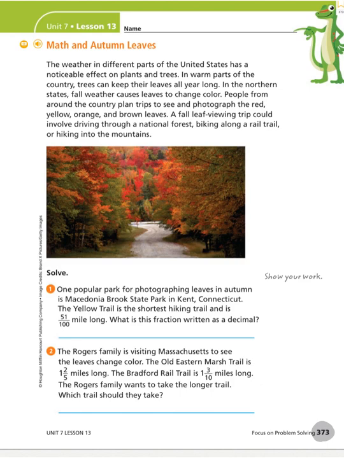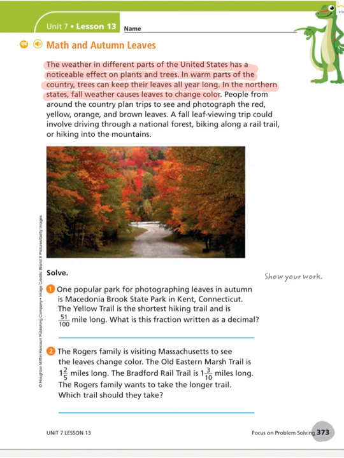So let's begin at the top here. Follow along with me as I read. The weather in different parts of the United States has a noticeable effect on the plants and trees. In warm parts of the country, trees can keep their leaves all year long. In the northern states, fall weather causes leaves to change colors.